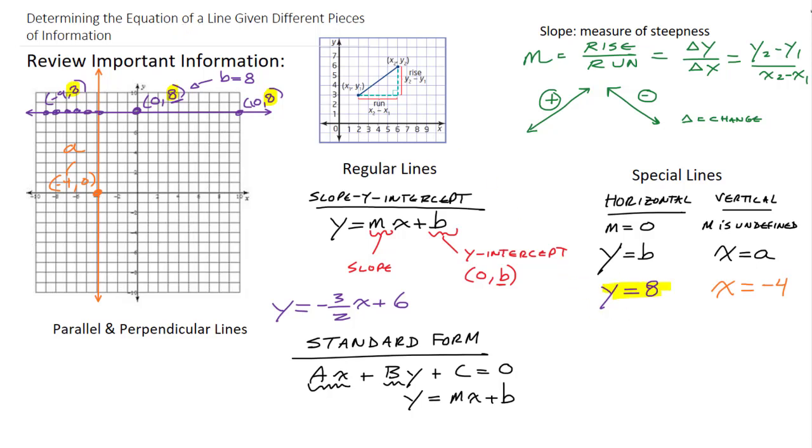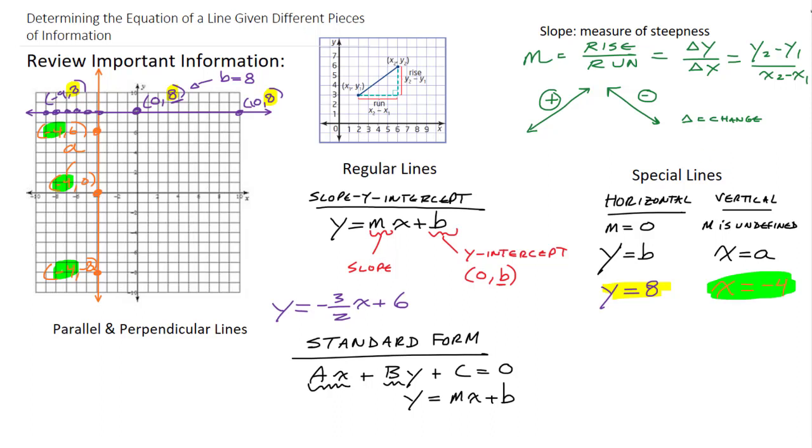Done. Same thing with the vertical line. The x-coordinate, no matter where I go, is going to be -4. So -4, -8, or up here at -4, 6. It doesn't matter. The x-coordinate is always -4. So I can just write x equals -4 and write my equation immediately like that.